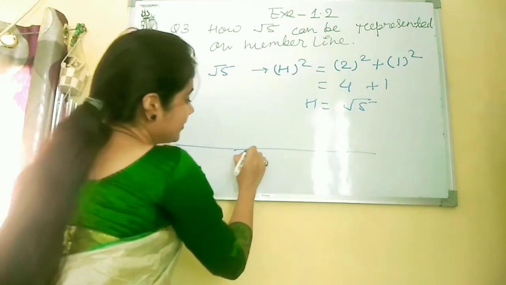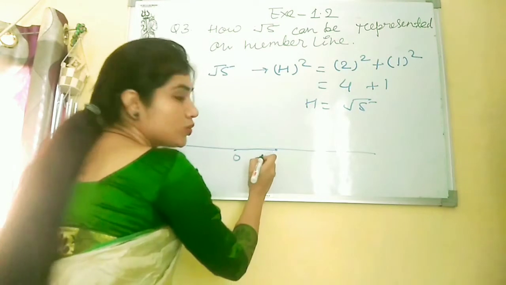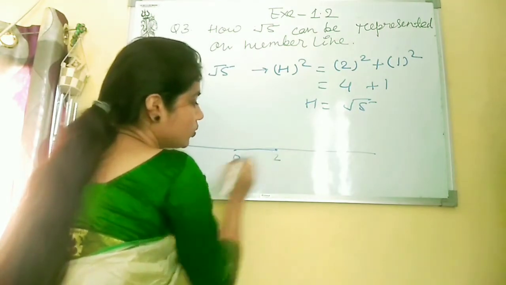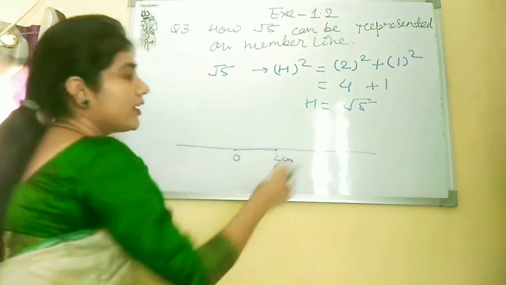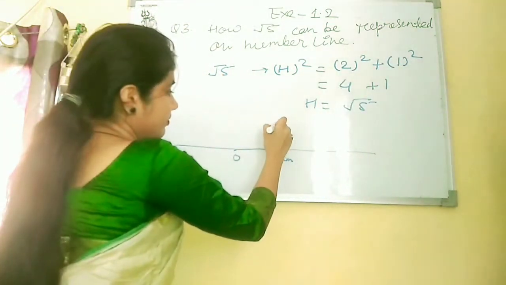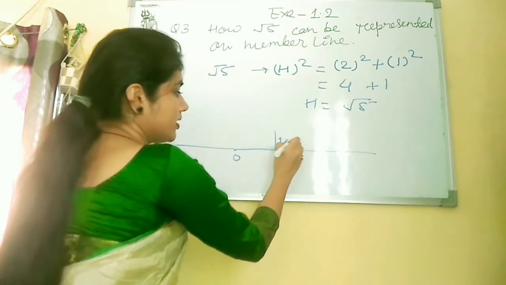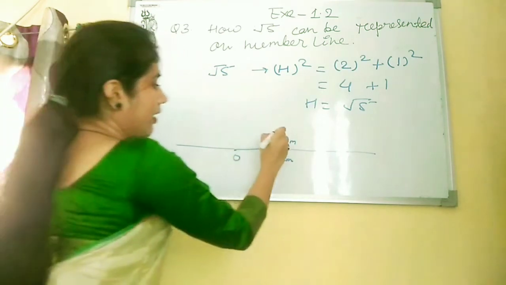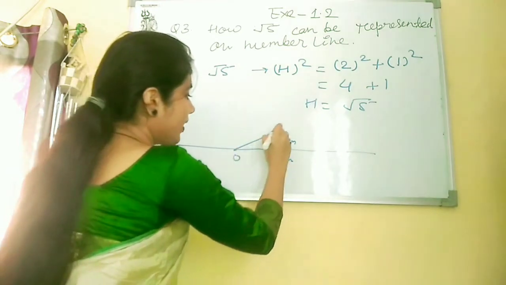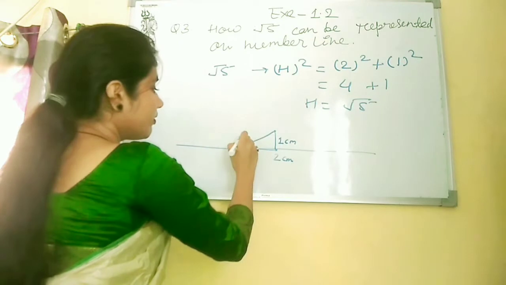So we simply mark it 2 centimeters. This is 2. And take a perpendicular of 1 centimeter with the help of a protractor. This is the 1 centimeter measurement. And we join these 2 points. This is our hypotenuse, which is root 5.